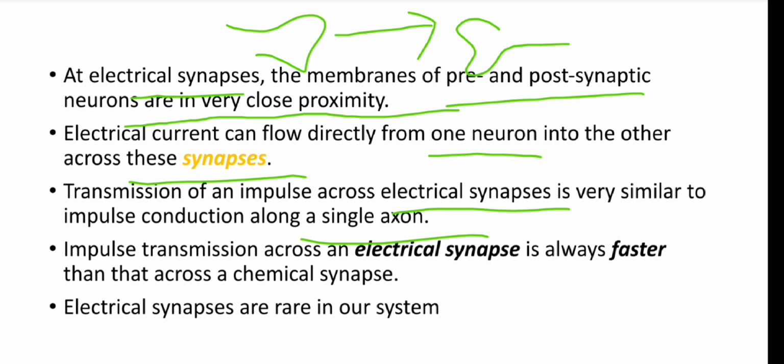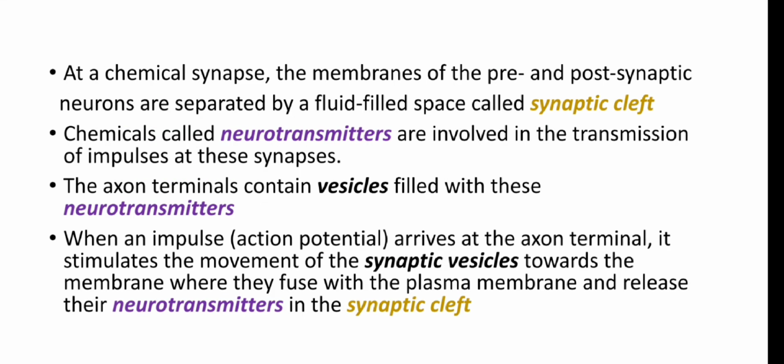The impulse transmission across electrical synapses is faster than that of chemical synapses. But electrical synapses are rare in our system. What we mostly have are chemical synapses, not electrical synapses. Usually the electrical synapse is the faster one.